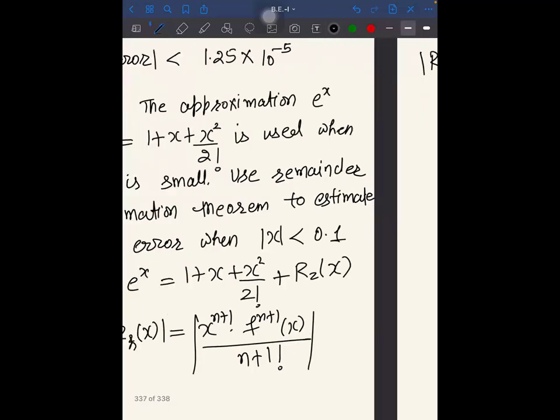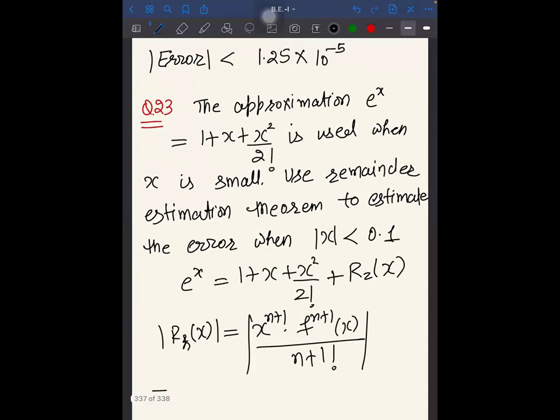Now, can you tell me what is the difference between where I'm using the alternating estimation theorem and where I'm using the remainder estimation theorem? When we know how many terms are there in the expansion, yeah, that is one way. But anything else? Something more? When x is small? No, x is small is a requirement of both the cases.